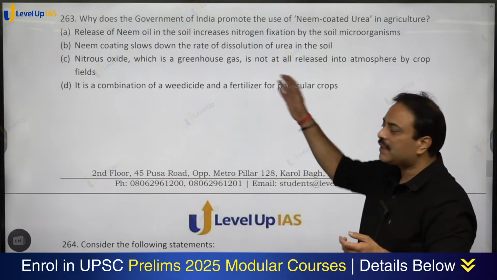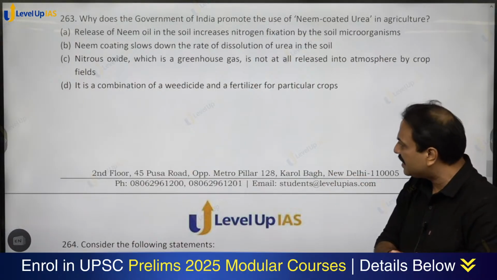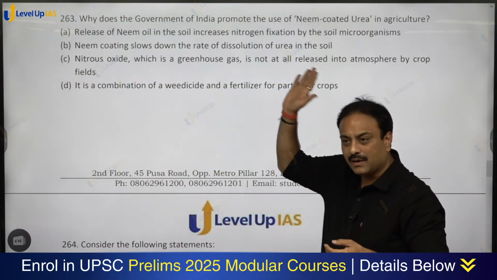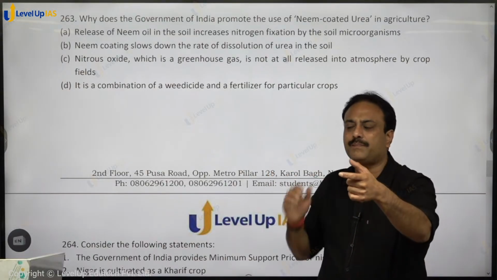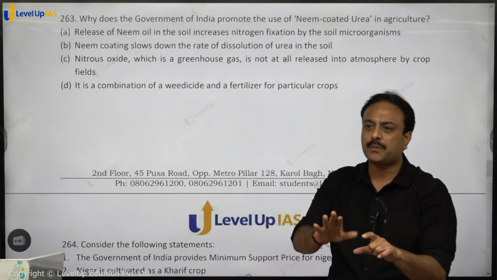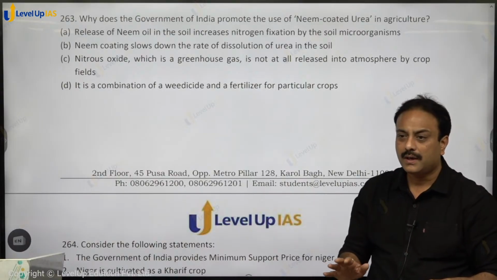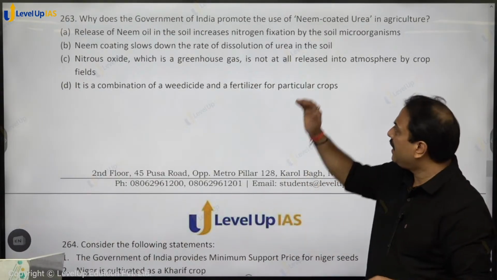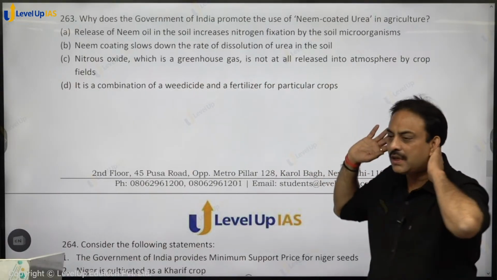So subsidized urea should not go to other uses. So that was one of the reasons to make urea neem coated. Then the government gave a production target to each urea manufacturer that you have to produce such and such percentage of urea as neem coated urea. This was made compulsory. And neem coated urea, what did that do? Neem coating slows down the rate of dissolution of urea in the soil.